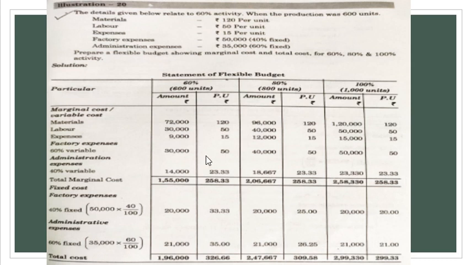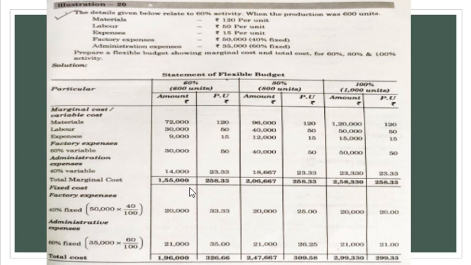Now for 600 we have found it is 14,000. For 800, 23.33 into 800 units will give us 18,667. In the same way, 23.33 into 1000 units will give us 23,330. Now we will total up all the variable expenses. Next we need to show our fixed expenses, then we will add them up to find the total cost.